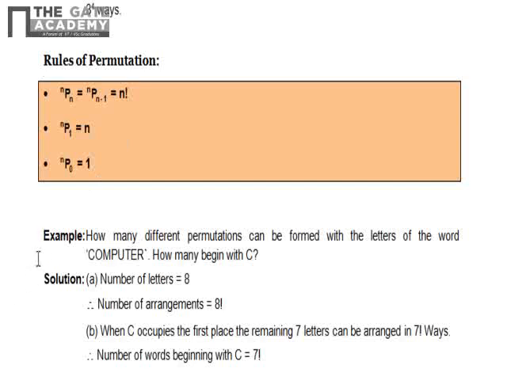Okay, now we'll see one more example. How many different permutations can be formed with the letters of the word computer? How many begin with C? If you carefully see, in computer no alphabet is repeated, so the number of letters is 8, therefore the number of arrangements is 8 factorial. Now if you want to fix the place of one alphabet, then you have to arrange the remaining ones. So here in our question it is said that it should always begin with C. Then you'll have to arrange only the remaining 7 letters. So the remaining 7 letters can be arranged in 7 factorial ways.